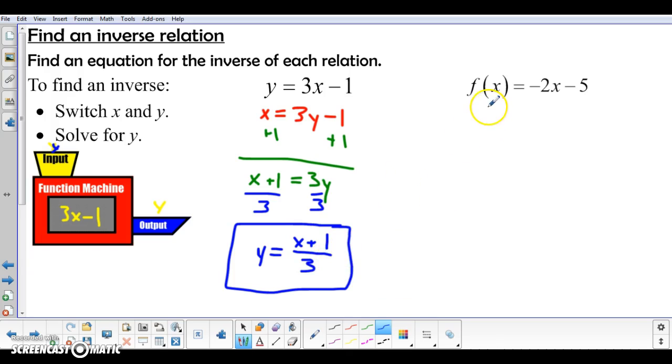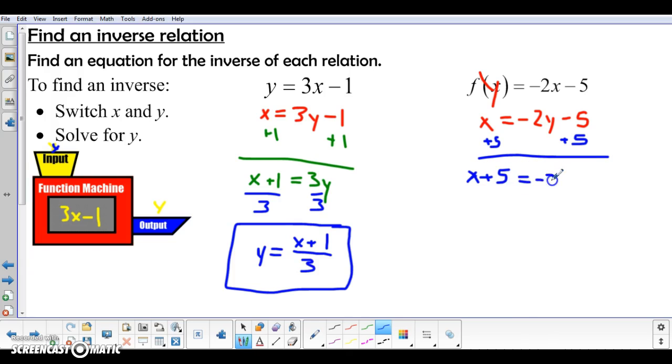The same process applies even if I don't see a y here. So if I use function notation, f of x is equal to negative 2x minus 5. The process stays the same. If you want to imagine that this is a y, go ahead and do it. We switch x and y. So x is equal to negative 2y minus 5. And then we solve for y. Add 5 to both sides. x plus 5 is equal to negative 2y. And then the last step would be to divide by that negative 2 to get y by itself. So we got x plus 5 divided by negative 2.